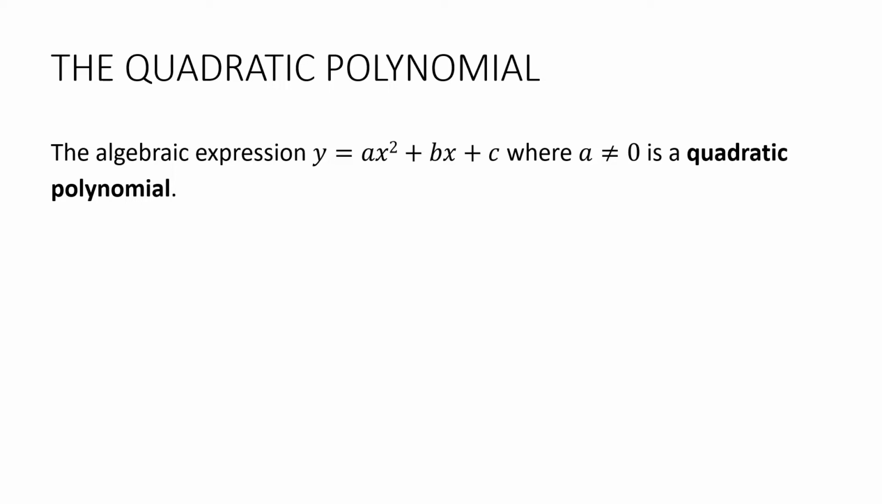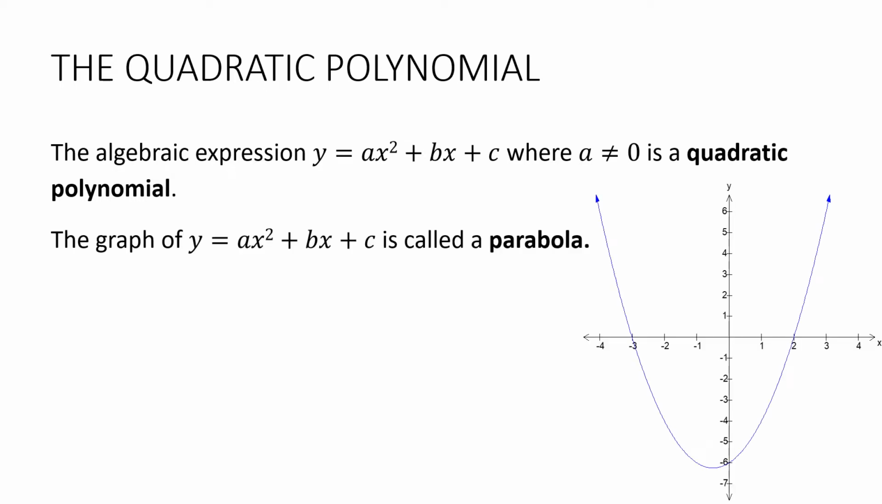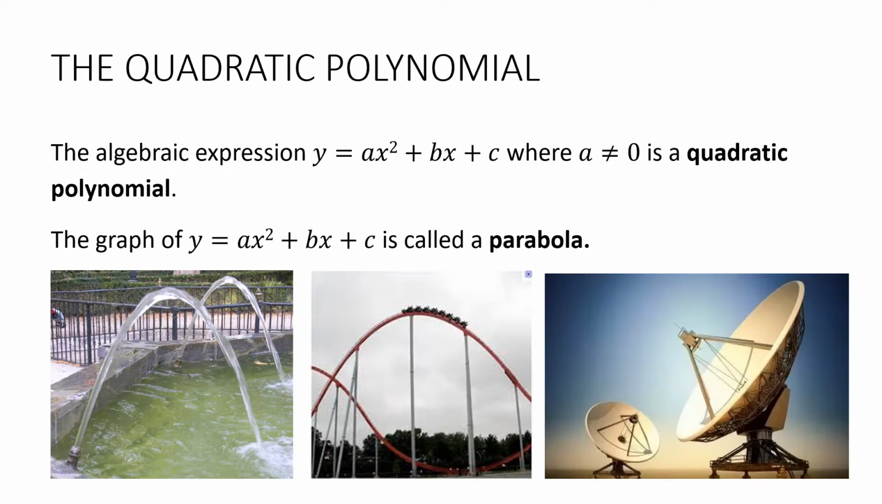The algebraic expression y equals ax squared plus bx plus c, where a is not equal to 0, is called a quadratic polynomial. And the graph of y equals ax squared plus bx plus c is called a parabola. And we see this parabolic shape many times in real life. It is the way objects fall under gravity, and we also use it in construction.